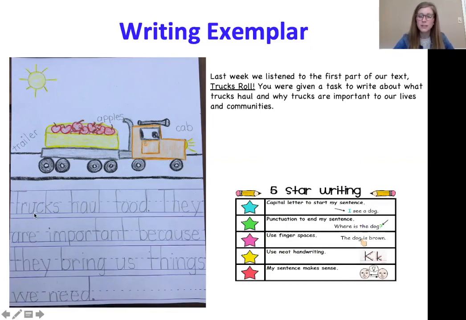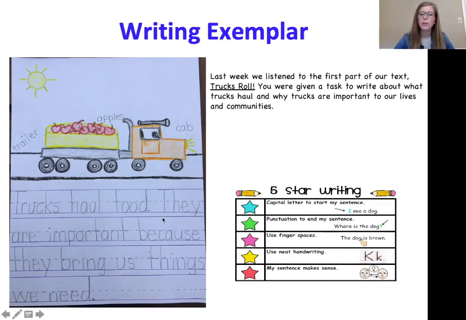I wrote 2 sentences to help me answer the writing task from last week. The first sentence I wrote said, trucks haul food. That was my first sentence, and I drew a picture of the apples. That was the type of food trucks hauled. But I also needed to tell why that's important. So my second sentence says, they are important because they bring us things we need.